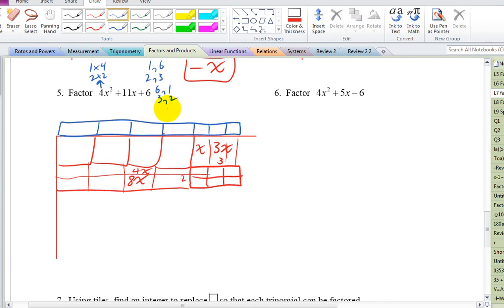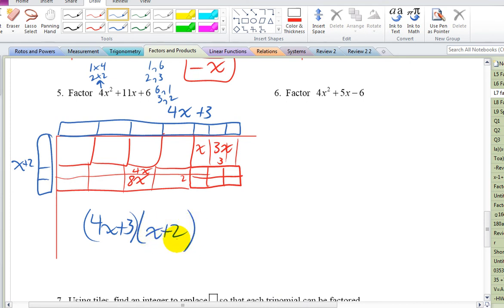Okay, this will be 4x plus 3. This will be x plus 2. So 4x plus 3 in brackets times x plus 2 in brackets. How many people got that? Okay. Guess and check, and there's lots of things to watch out for, isn't there? Okay. Try the next one.